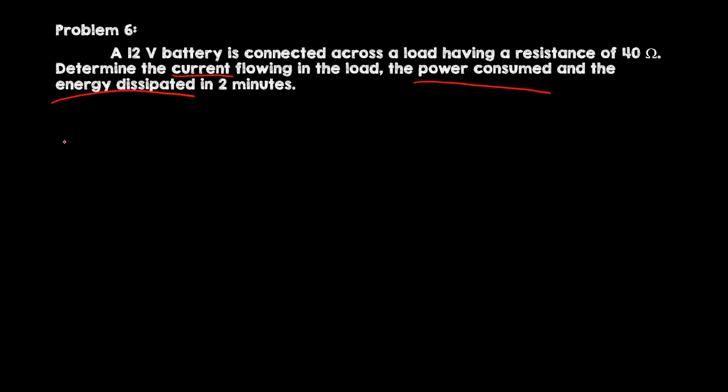What are the givens? We have voltage of 12 volts, resistance of 40 ohms, and that's all. So for letter A, we need to find the current. And current is equals to V over R. And V is equals to 12 volts over 40 ohms. Our current is 0.3 amperes.